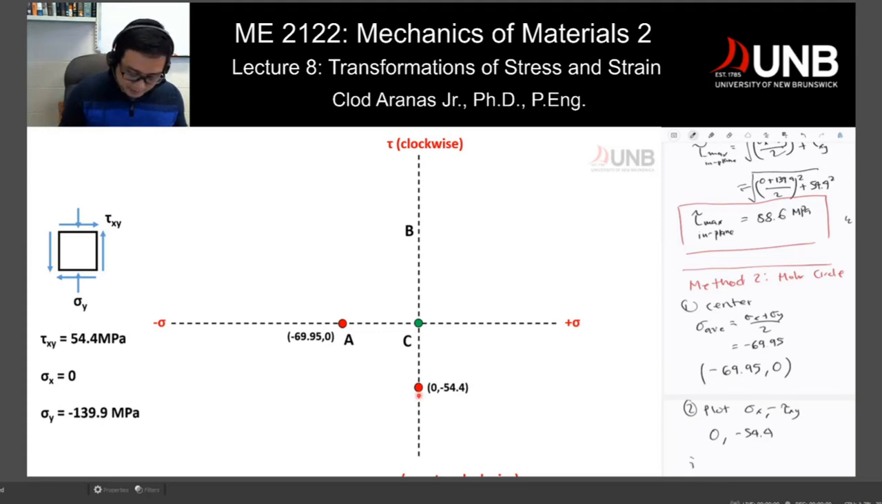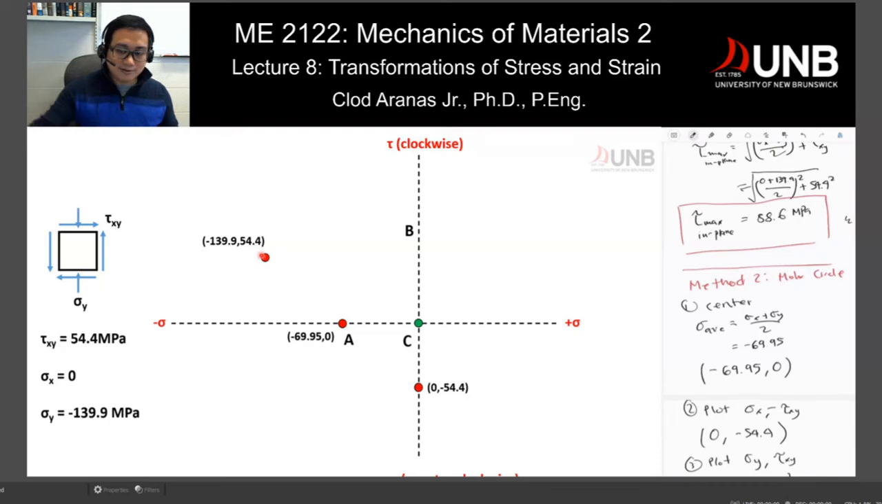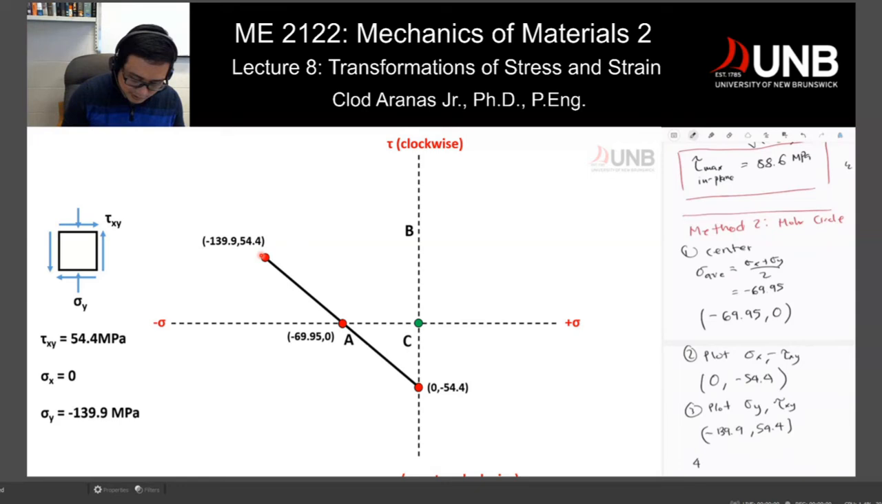Now, the third is to plot sigma y, positive tau xy. So you have two different sets of points. Now this 54 becomes positive, and what you will get is sigma y, which is negative 139.9, and 54, which is now positive. I'm going to write it here. So you have 2 points. Now you'll get this point right here. Now you connect them, and then you can get the radius of your circle.